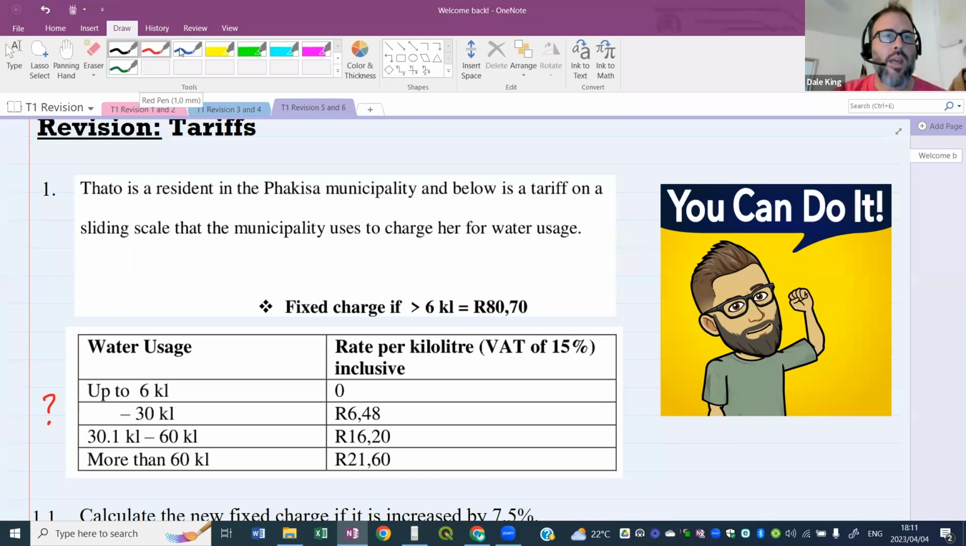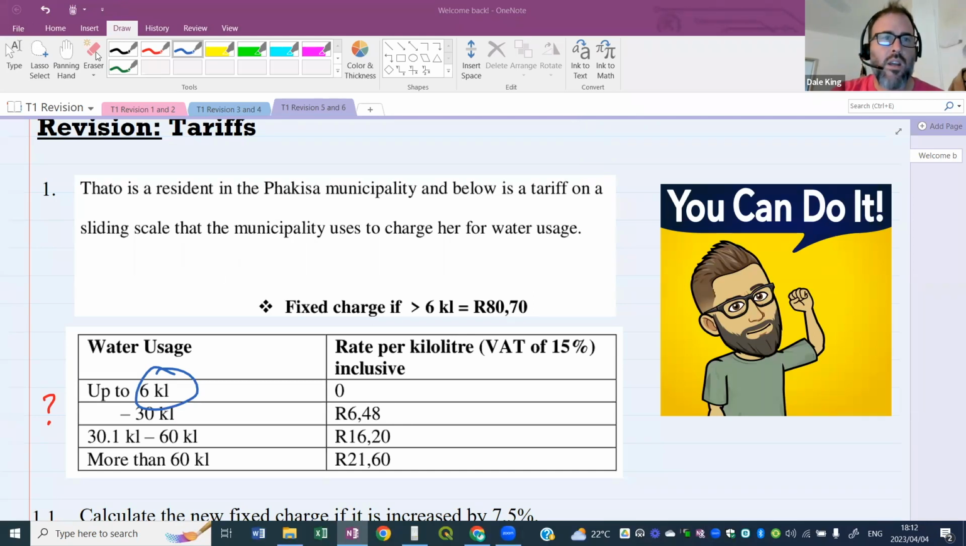It says that we have up to 6 KL. Who can tell me what the KL stands for? Anyone in chat? This is water usage. What does KL stand for, chat? There we go, Lenati. Very good. That was very quick. Yes. Good. Kiloliters. Well done.